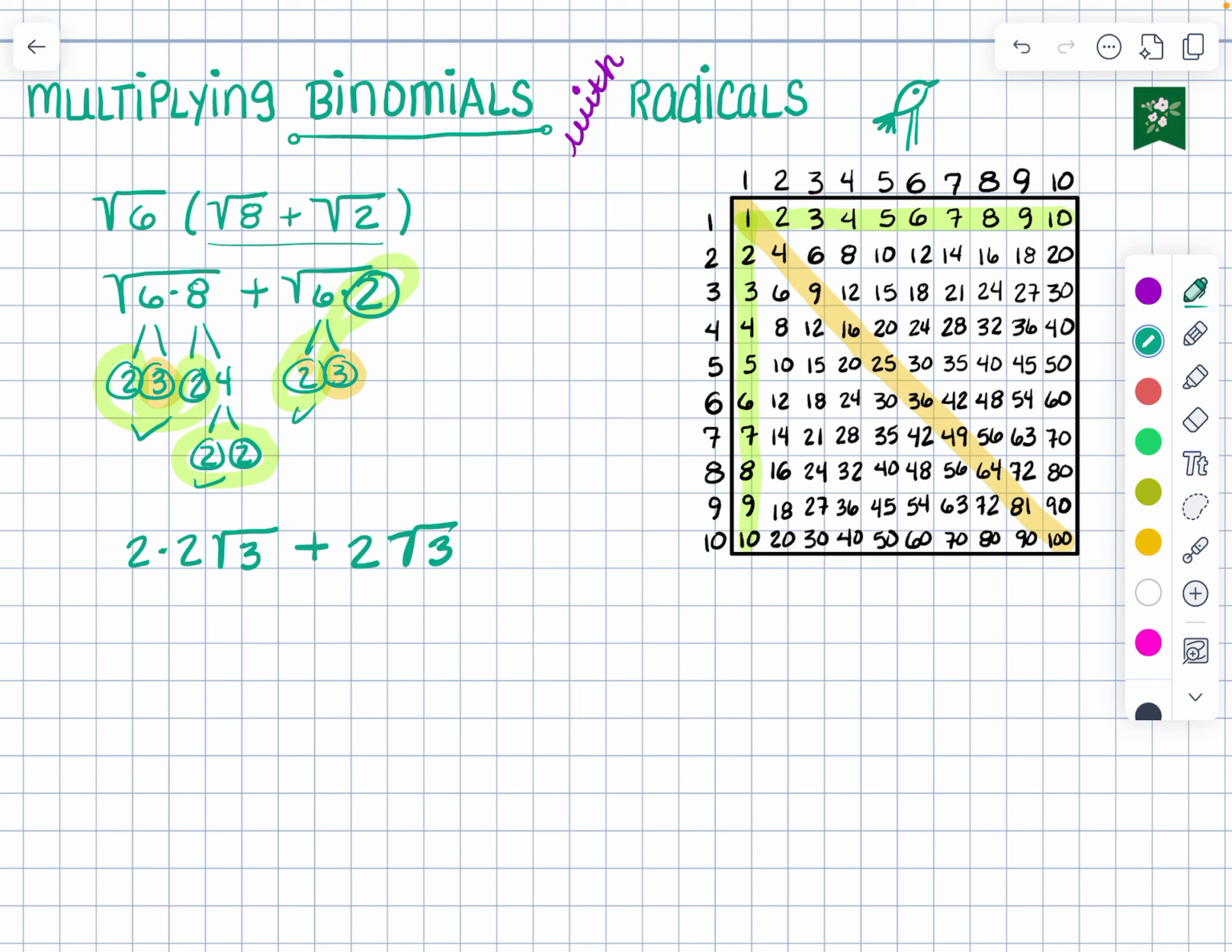Now, 2 times 2 is 4, so I've got 4 times a radical 3 plus 2 times a radical 3. And I can combine these together. I got 4 radical 3's plus 2 radical 3's, so I'm going to end up with 6 radical 3's, and that is the answer.